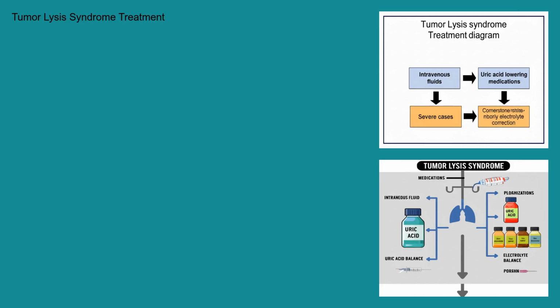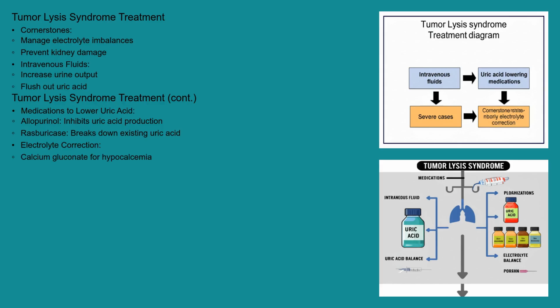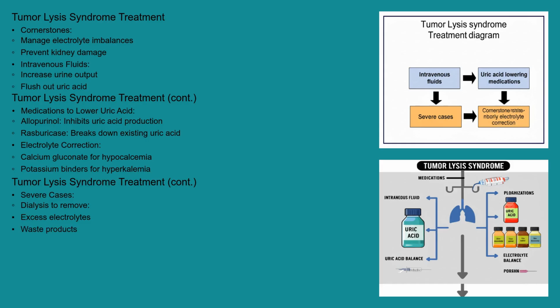The cornerstones of treating tumor lysis syndrome are managing the electrolyte imbalances and preventing kidney damage. Intravenous fluids are administered to increase urine output and flush out excess uric acid. Medications like allopurinol or rasburicase are used to lower uric acid levels. Allopurinol inhibits uric acid production, while rasburicase breaks down existing uric acid. Electrolyte imbalances are carefully corrected through medications like calcium gluconate for hypocalcemia and potassium binders for hyperkalemia. In severe cases, dialysis may be necessary to remove excess electrolytes and waste products from the blood.